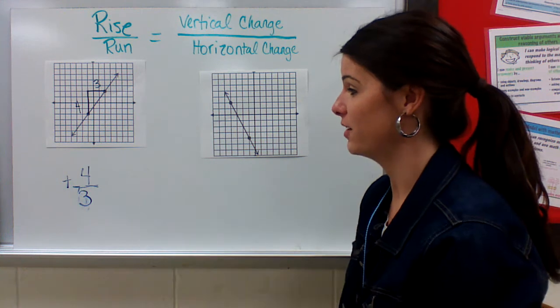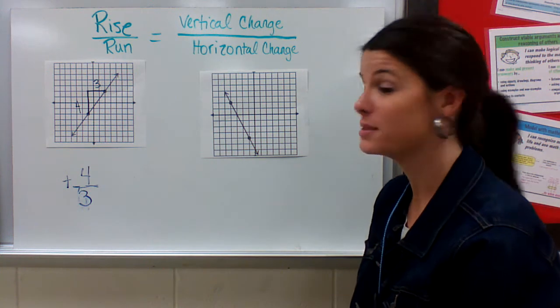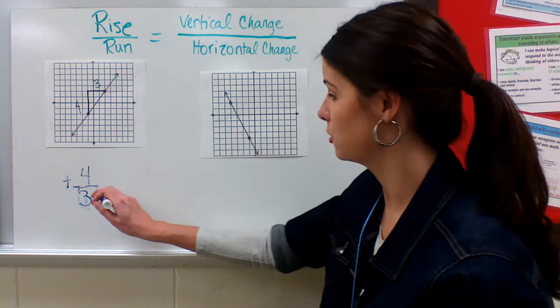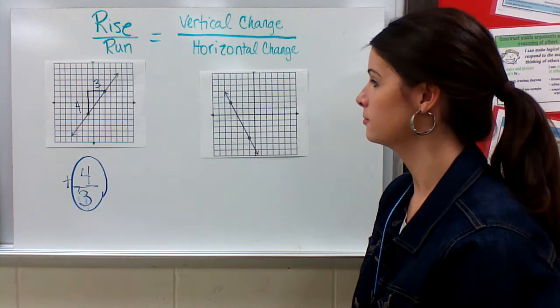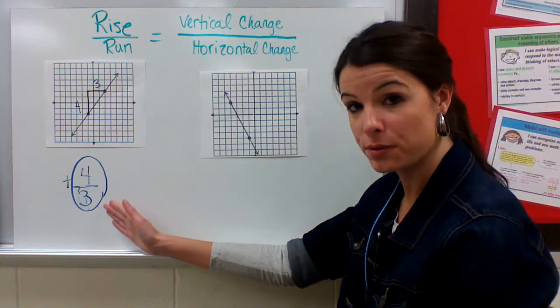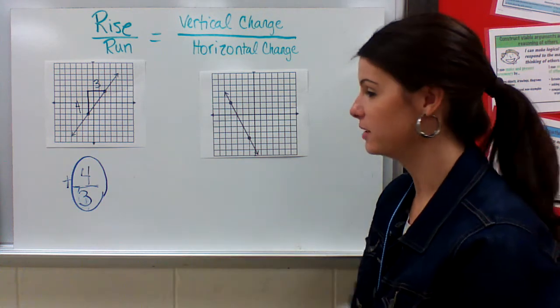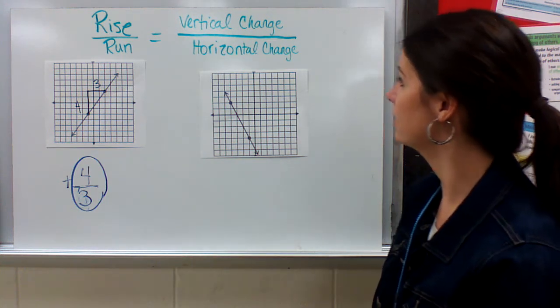And I'm going to check to see if I can simplify. And 4/3 cannot be simplified. So my slope is positive 4/3. 4 is greater than 3. My numerator is greater, but just leave it improper. It's fine to leave it like that.